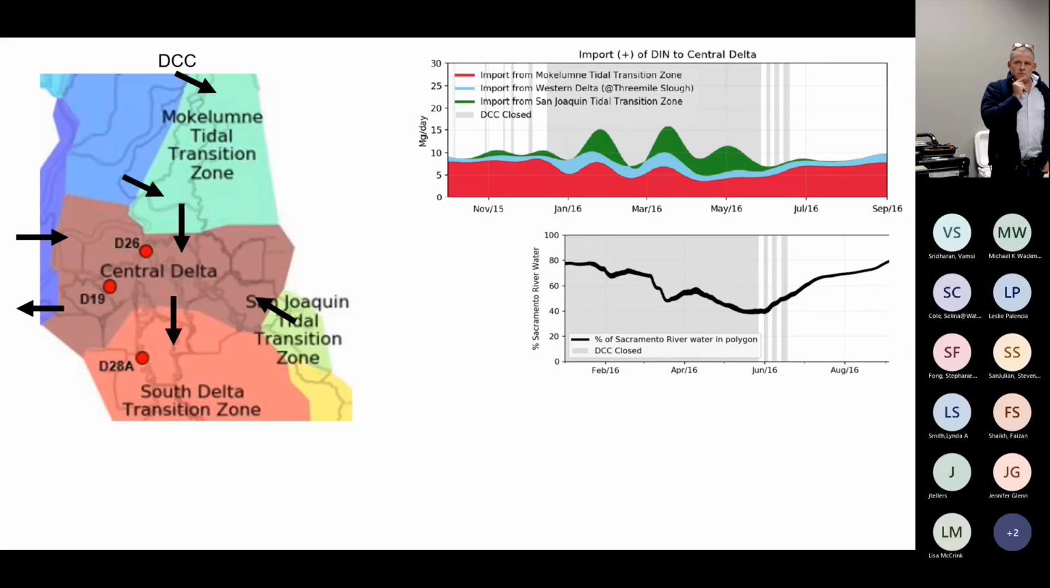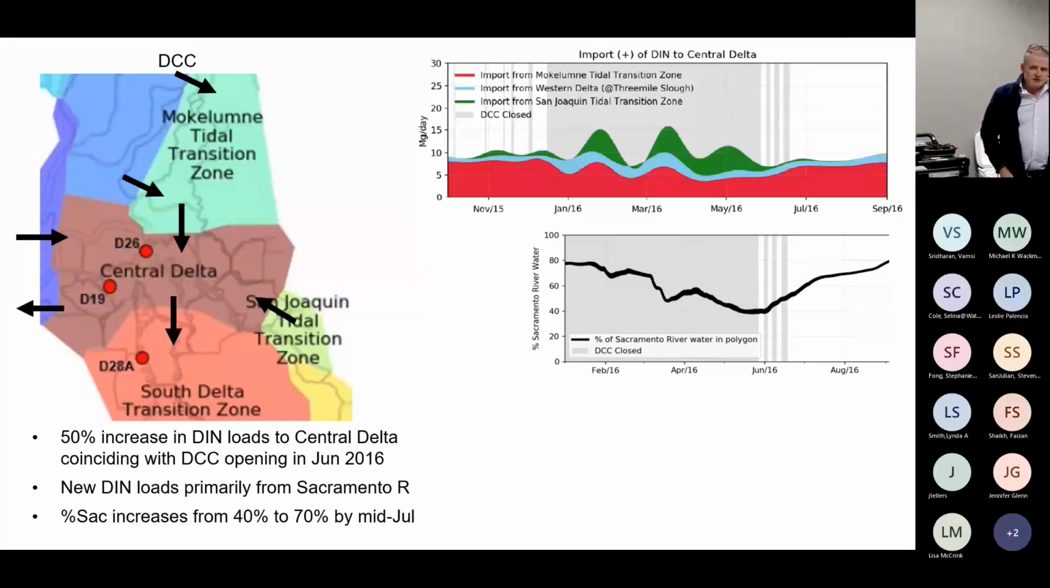We also ran tracers, point source tracers, or what's the right word for that? Conservative tracers to give you an indication of where the water was coming from. And so what this is showing here is a plot with the same sort of information about the delta cross channel being open and closed, but the black line is showing the percentage of Sacramento River water on average within the central delta polygon. As the delta cross channel opens up, the percentage of Sacramento River water in this region on average goes from about 40% to 80% by the end of August.